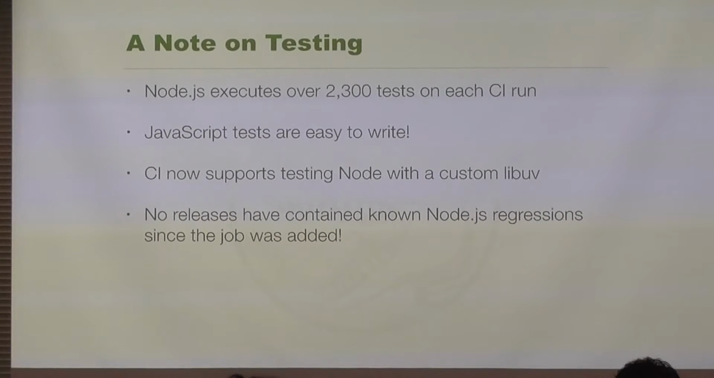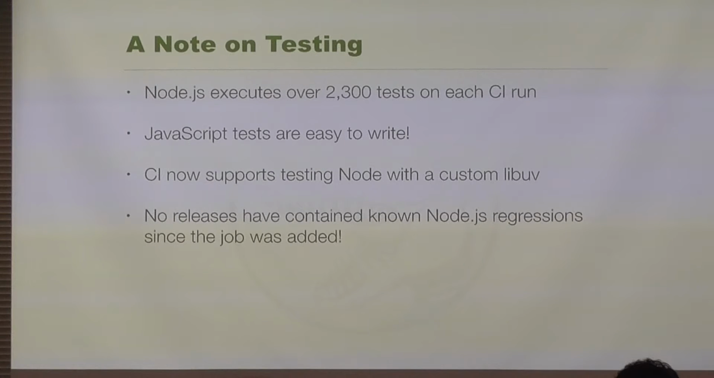And this actually gave us access to a lot more tests. Node has over 2,300 tests that are run on each CI run. They're JavaScript tests, so they're much easier to add new ones, modify, things like that. And since this has happened, we haven't had that issue that I talked about. Not to say that there have never been regressions, but we haven't had the issue where we've had to go back and keep creating new releases because of some unforeseen test failure.